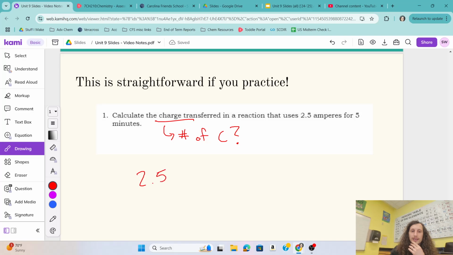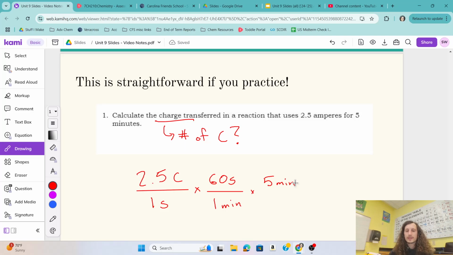So 2.5 amperes, that is actually just coulombs per 1 second. And I'm looking for the actual total charge. So I'm trying to get rid of the seconds, basically. And, well, I've given 5 minutes. Well, I know that there are 60 seconds in 1 minute. And then if I just multiply that by 5 minutes, everything cancels out. So 2.5 times 60 times 5, we get 750 coulombs total.